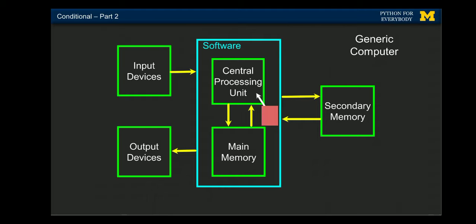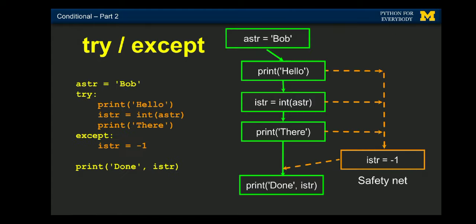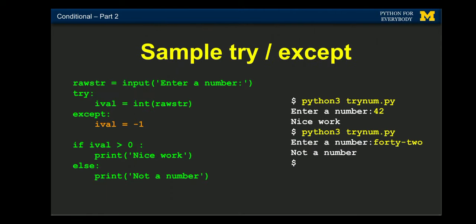When the first line conversion fails, it just drops into the except clause and the program continues. So this is the try and except block code which you can run in your interpreter. Sample try and except code, these are the codes that are given to you.